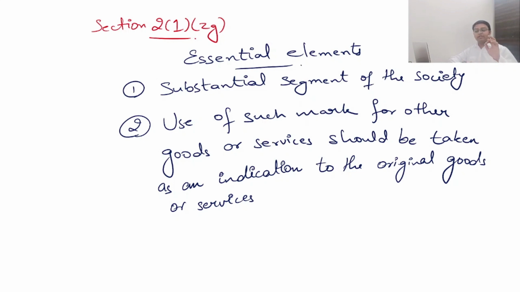Secondly, the use of such mark for other goods or services should be taken as an indication to the original goods or services. For example, if we look at Tata Salt, Tata Salt in itself is one of the marks which is associated with the Tata. And now, if we use it for some other product, let's say a soap with the name Tata Salt over it, it would be associated as if that particular soap is coming from the house of Tatas. So that is an infringement over a well-known mark.